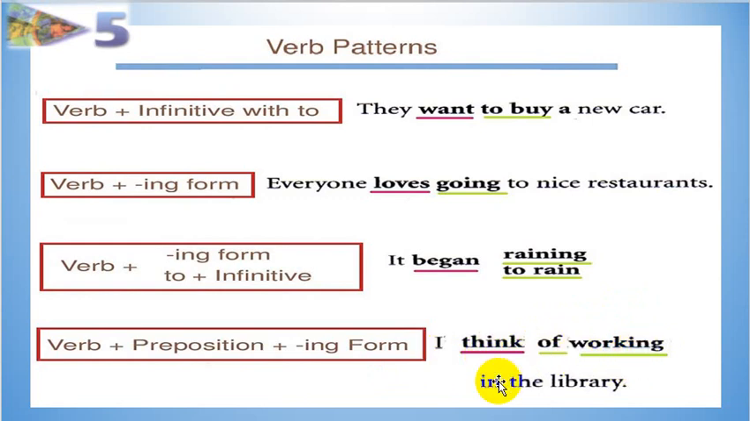I think of working in a library. Think is the verb, first verb. Of is the preposition. Working is the verb with ing form. So as you can see, we have 4 verb patterns: verb plus to plus infinitive, verb plus ing form, some verbs that come with both ing form and to plus infinitive, and the last pattern, verb plus preposition plus ing form. Okay?